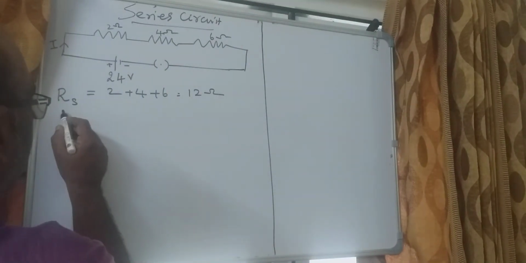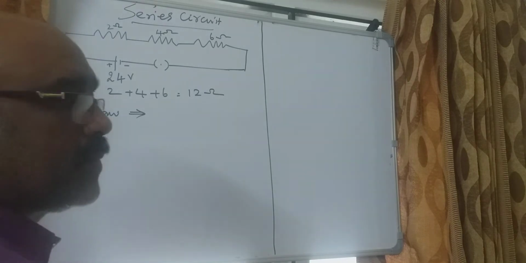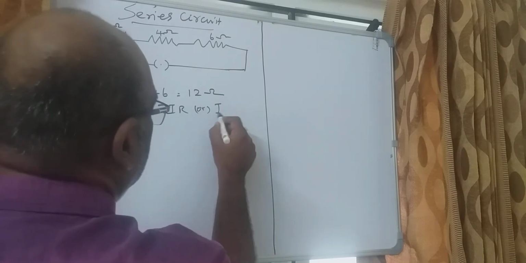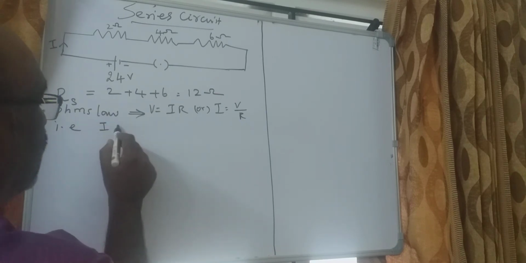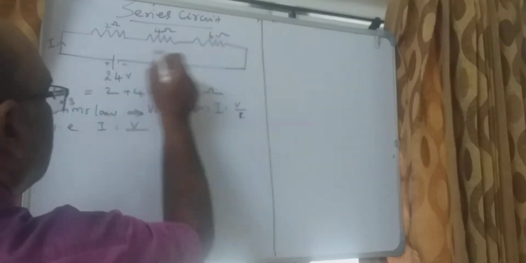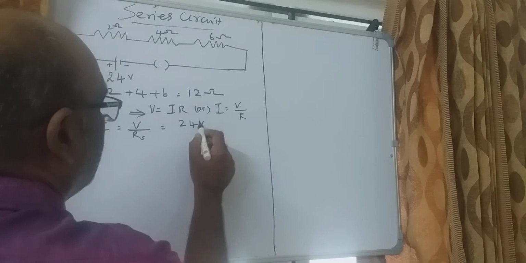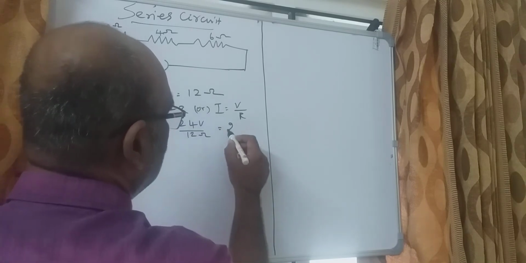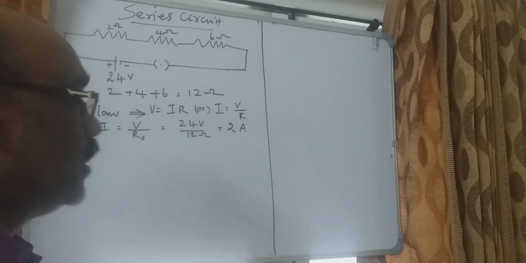And we can find the current value from Ohm's law. If we apply Ohm's law, we know that V is equal to I into R, or I can write that I is equal to V by R. That is, I is equal to V divided by the effective resistance Rs, where V is 24 volt and the effective resistance is 12 ohm. So, I will get the answer as 2 ampere. Now, the current flowing in the circuit is 2 ampere.